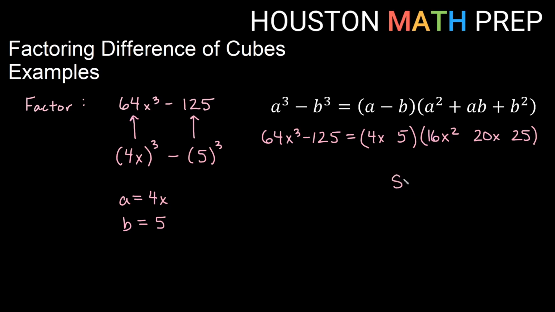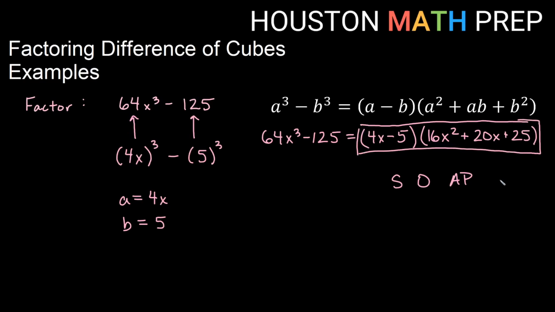Going back and assigning SOAP now, using our SOAP from our intro video. If I use the same for the first term, that would make this a minus, same as what we started with. Opposite of what we started with would be plus for the next one, and always plus or always positive for the last one. So we get 4x minus 5 as our short factor. Long factor is 16x squared plus 20x plus 25.